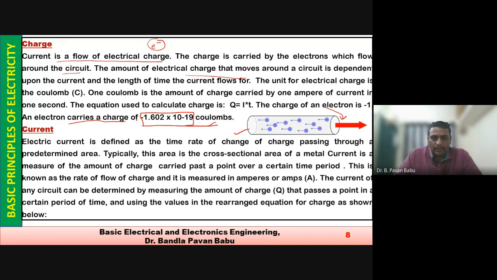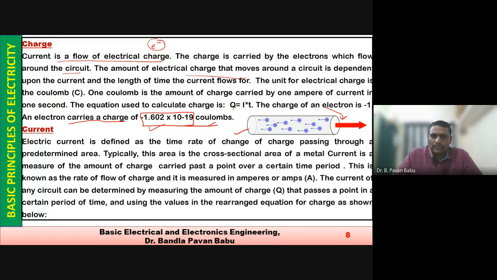Why is it negative? Because the majority charge carriers are electrons. The finite value for the electron charge is 1.602 × 10^-19 coulombs. If you ask me what the finite value is, this is the one. So that is the basic information about charge.